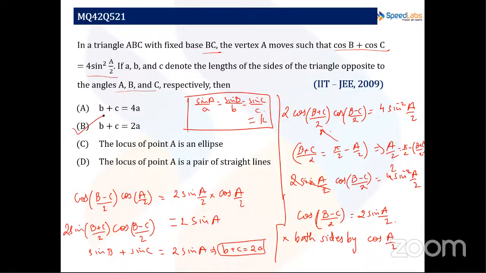And secondly, we can see that the sum of the two distances from a fixed point is always a constant. So we are having 2a equals constant. So we can see that B and C are our two foci, and vertex A lies on the ellipse. So C is also the correct option.